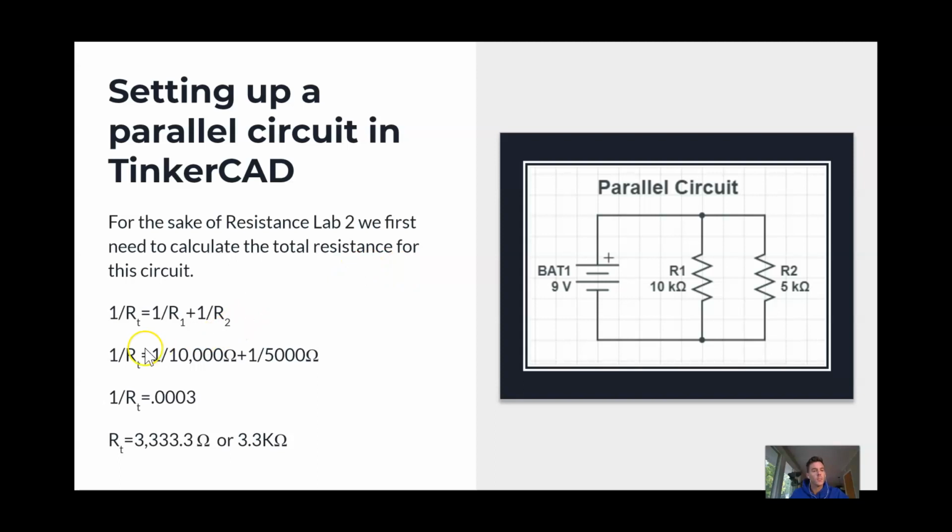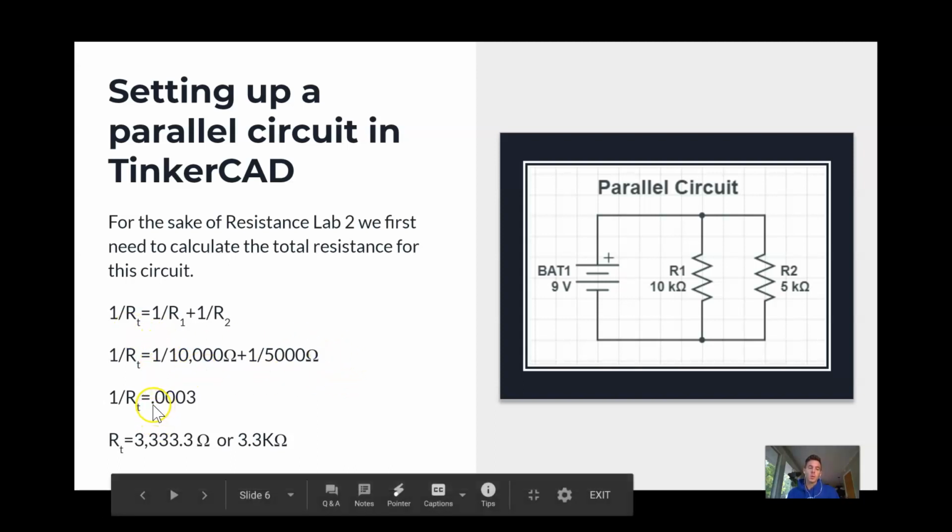resistance for this circuit. So remember, parallel is 1 divided by resistance total is equal to 1 divided by resistor 1 plus 1 divided by resistor 2. So in this case, it's 1 divided by resistance total is equal to 1 over 10,000 plus 1 over 5,000. When you calculate for this side of the circuit, you're going to come up with 0.0003. And again, you're not done with that because you still have to get resistance total by itself.